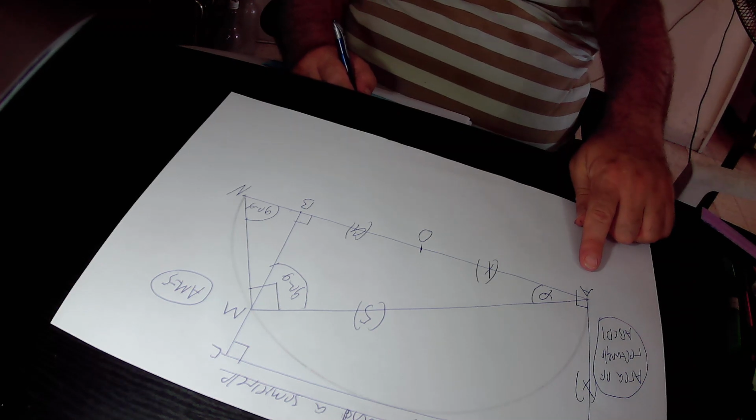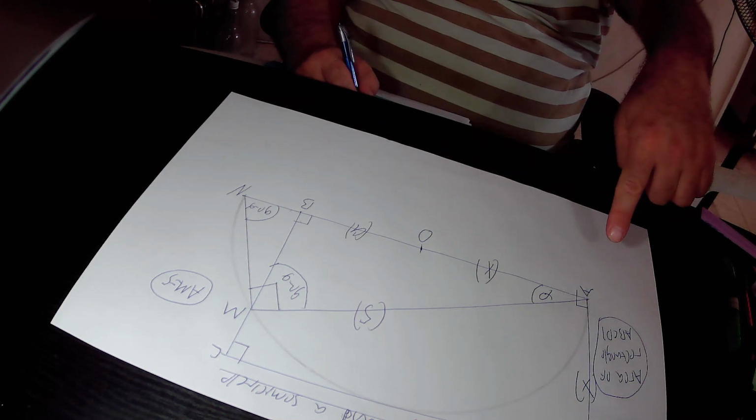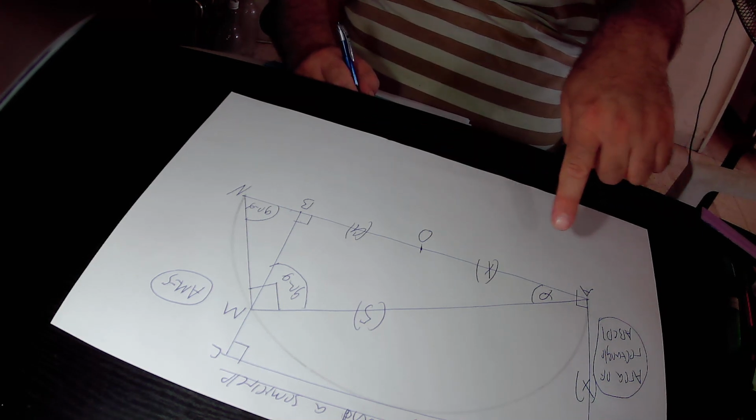Repeating again, this is angle A, that is a common angle that belongs to both triangles. It belongs to the right triangle AMB, and it also belongs to the right triangle AMN.